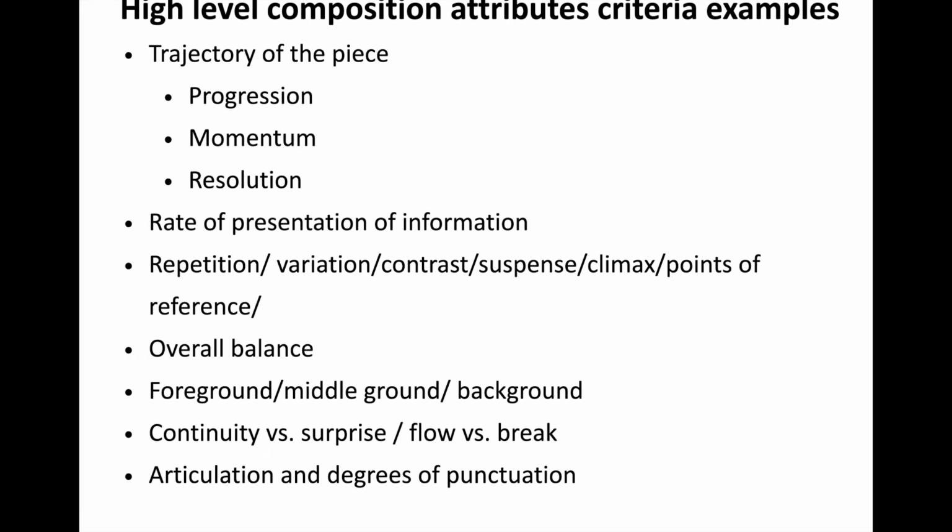Some sorts of high-level composition attributes include things like the trajectory of the piece, how fast we're presenting new information, how much repetition there is, how much contrast there is, if we got a climax, if we got points of reference, overall balance, what's the foreground, what's the middle ground, all those sorts of things, which we'll look at.